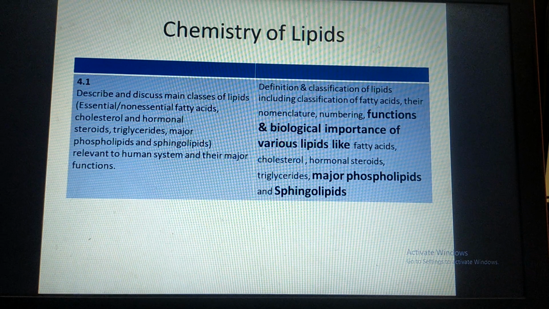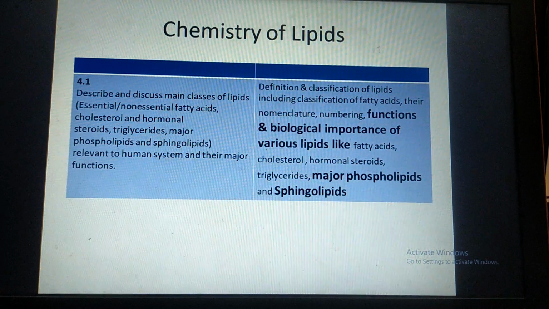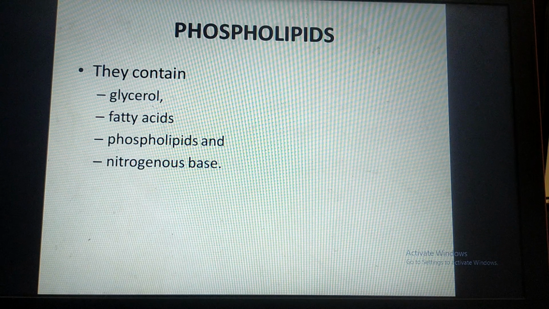Good morning, students. We will continue the topic of chemistry of lipids, competency number 4.1, and today's topic is biological importance and functions of major phospholipids and sphingolipids. As we have studied in the chemistry, phospholipids are mainly made up of alcohol, glycerol, or sometimes the alcohol may be sphingosine, with fatty acid, phosphate, and nitrogen base.